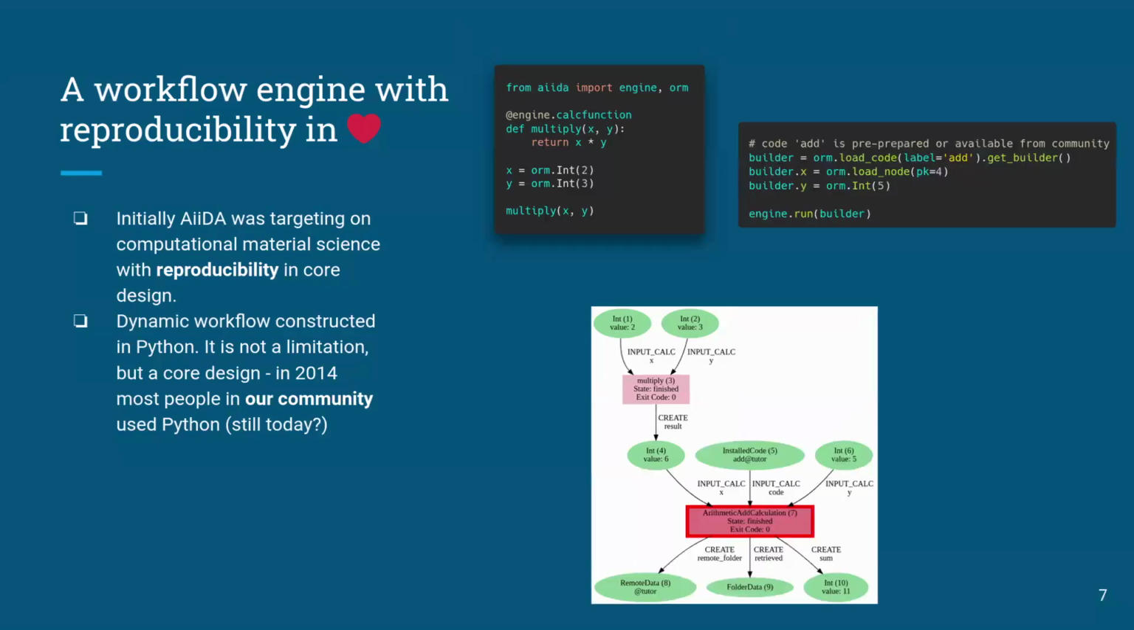Then, moving forward a bit, we use this output data to run another calculation, this arithmetic add calculation. This time, the calculation is not just run locally, but AiiDA is able to distribute it to any remote computer that you have access to. AiiDA, running locally, can submit this calculation, and when it finishes, AiiDA can fetch the data, parse the data, and store it in the database automatically.